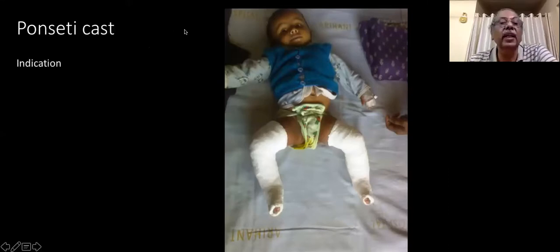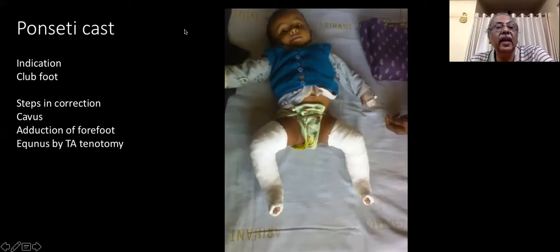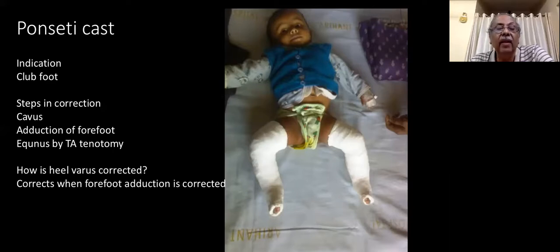Nowadays, the Ponseti technique has become very popular, and there may be at least one patient in the ward with this Ponseti cast. And you should know everything regarding this Ponseti cast, the indications, and the steps in the correction, that is cavus, adductus, varus of the heel, and equinus by tenotomy. How is heel varus corrected? The heel varus, when the forefoot goes into abduction, gets automatically corrected.